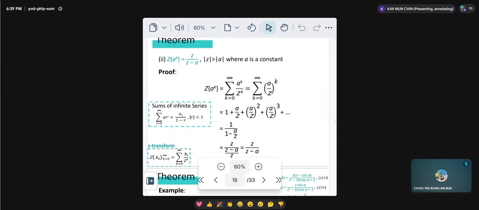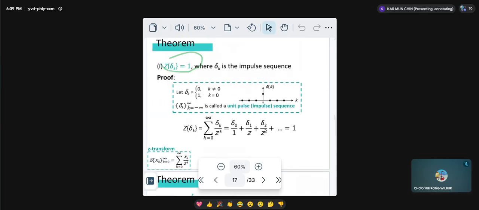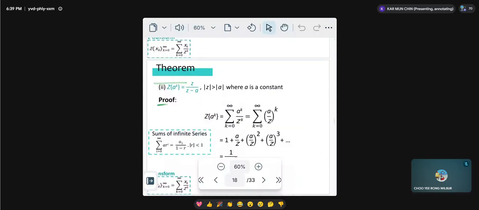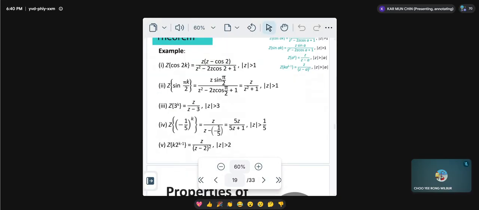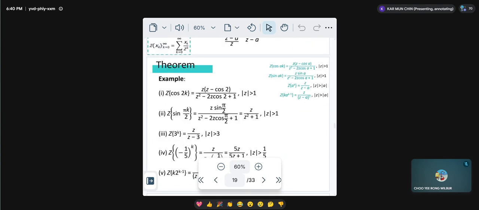Okay. So I'll just skip these two slides for proof. When you're doing revision also, you don't need to really go through this. Then we look at some simple examples. We have copied all the theorems here, so we just try out.